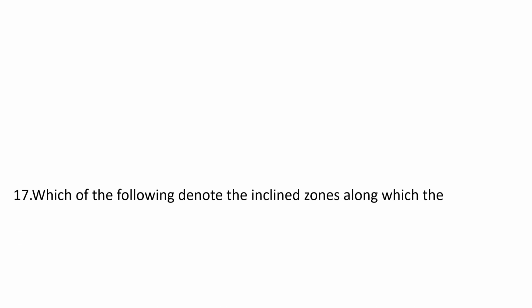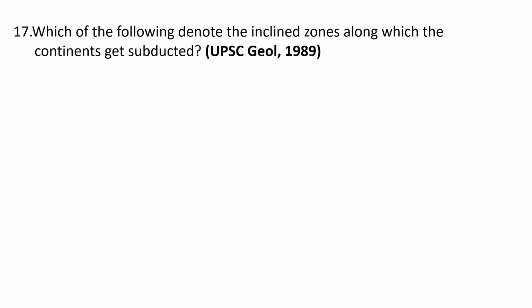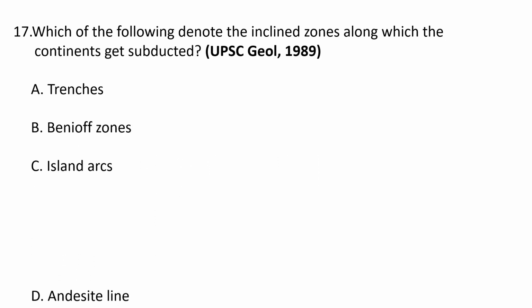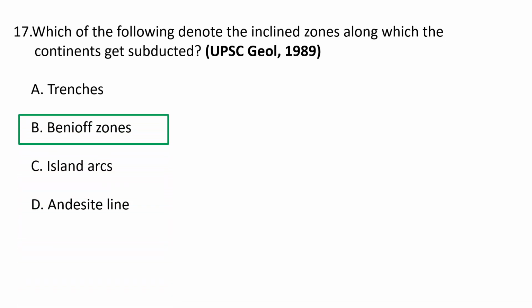Next question. Which of the following denote the inclined zones along which the continents get subducted? A. Trenches, B. Benioff zones, C. Island arcs, D. Andesite line. So the correct answer is B. Benioff zones. So actually a Wadati-Benioff zone, this is also known as the Benioff-Wadati zone or Benioff seismic zone.